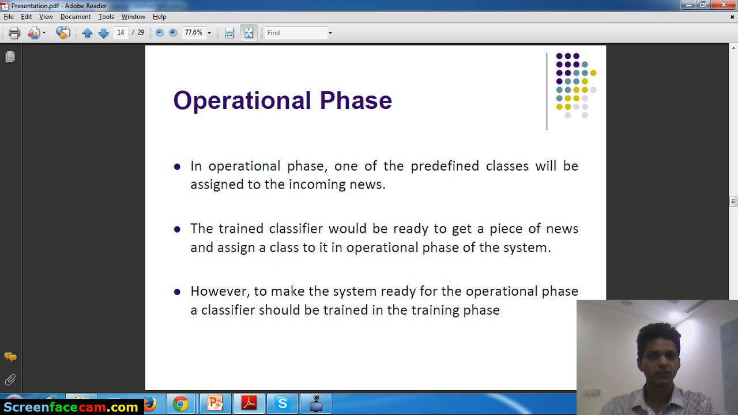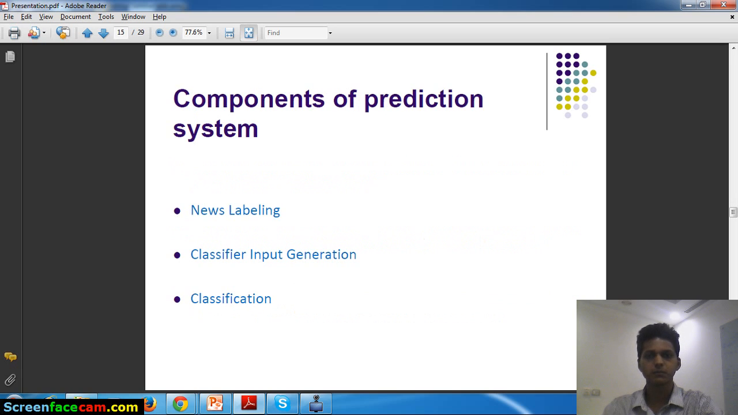Moving on, we have the operational phase that follows the training phase. In the operational phase, one of the predefined classes we talked about before will be assigned to the incoming news. The trained classifier would then be ready to get a piece of news and assign a class to it in the operational phase of the system. So the class assignment takes place in the operational phase rather than the training phase. However, to make the system ready, as I said before, a classifier should be trained in the training phase. So the training phase is followed by the operational phase.